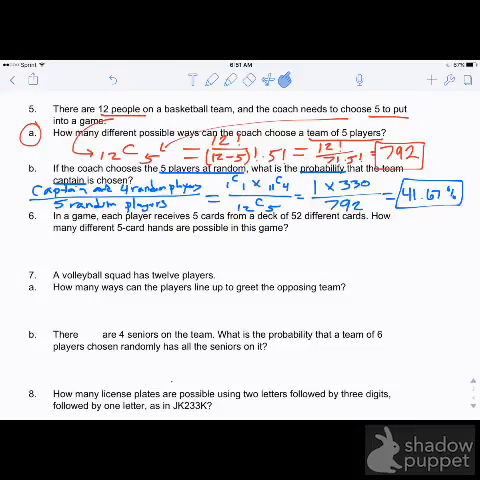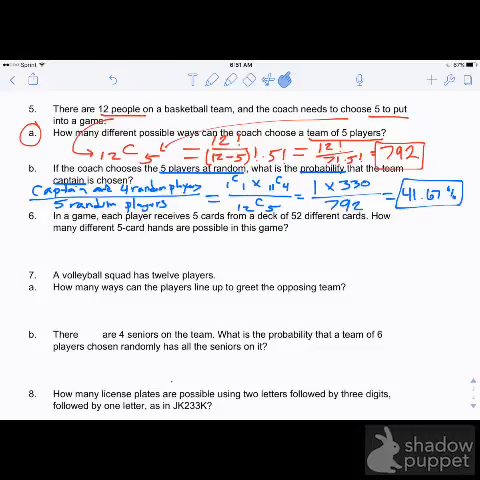Then you're going to multiply that with 11C4. Now, the 11 is because we already have the captain, so there's only 11 other players to choose from. And the 4 is because we have 1 player, and we need 4 more to make the 5 starting players. So it's an 11C4. 11 to choose from, 4 that you need to make the starting lineup. If you work that out, that's 330 different options. If you multiply those together, 1 times 330, you get 330. And then the denominator we already found out. That was the 792 from the 12C5.